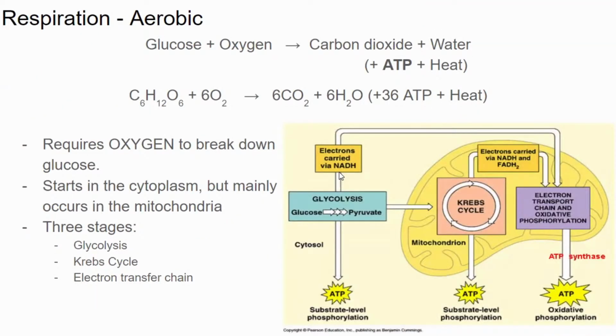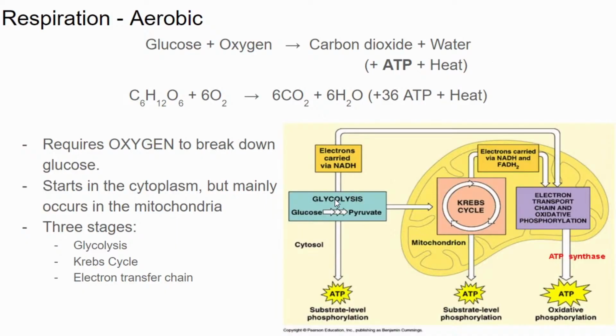So aerobic respiration involves combining glucose and oxygen and producing carbon dioxide and water as our waste products. But the main point is that it produces lots of ATP and some heat energy as well. The name aerobic tells you that it requires oxygen. So oxygen is needed for this process to help break down the glucose. There are three parts to aerobic respiration: glycolysis, the Krebs cycle, and the electron transfer chain. And it starts in the cytoplasm, but most of it occurs in the mitochondria.